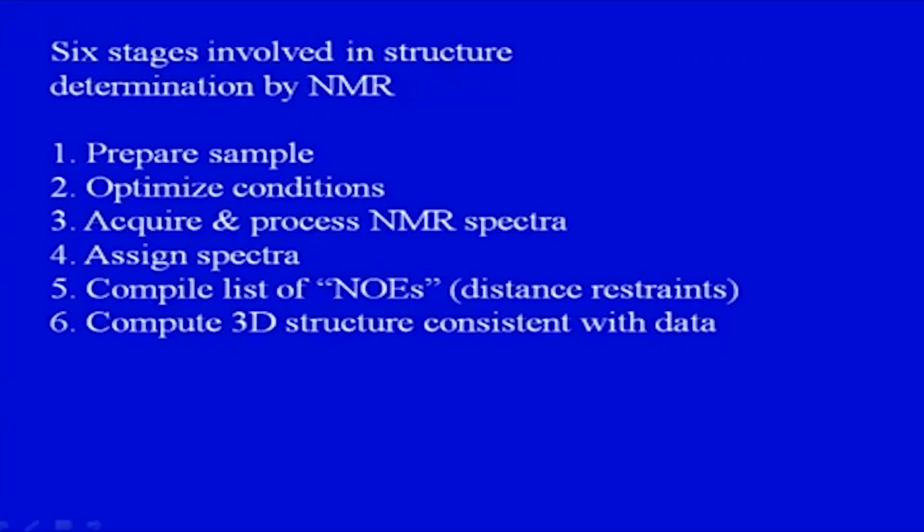Once certain peaks are assigned, then a 3D structure needs to be computed, which should be consistent with the data. This 3D structure is done on the basis of different interactions, like correlation effects or nuclear Overhauser effects, which need to be taken into consideration. So, a very important part of the overall experiment is reading the NMR spectrum.